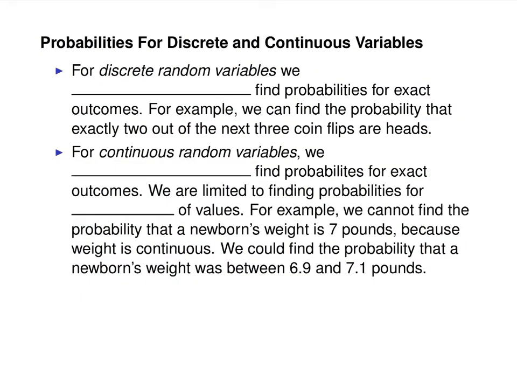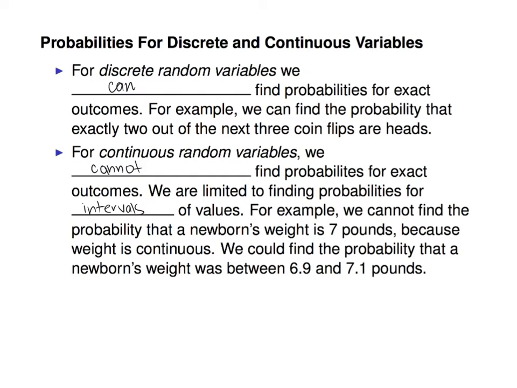So for discrete random variables, we can find probabilities for exact outcomes. So for example, we can find the probability that exactly 2 of the next 3 coin flips are heads. And for continuous random variables, you cannot actually find probabilities for exact outcomes. And we'll talk more about that in a later section. But the basic idea for these is you're limited to finding probabilities for intervals of values.